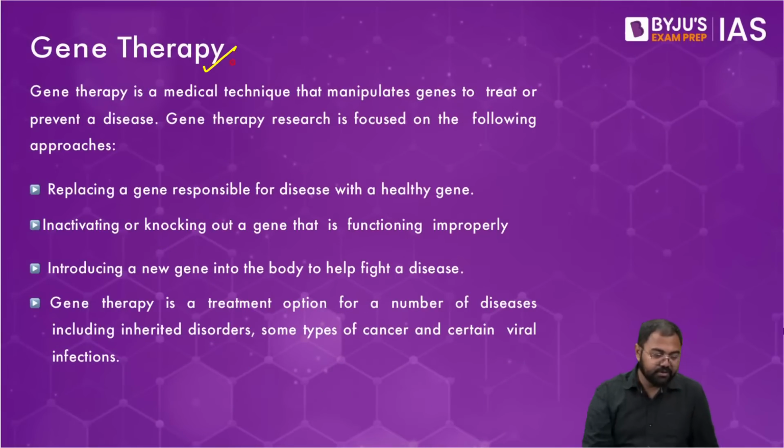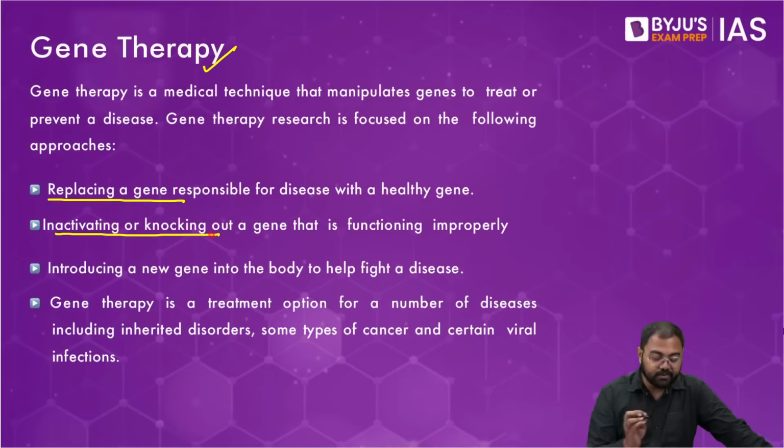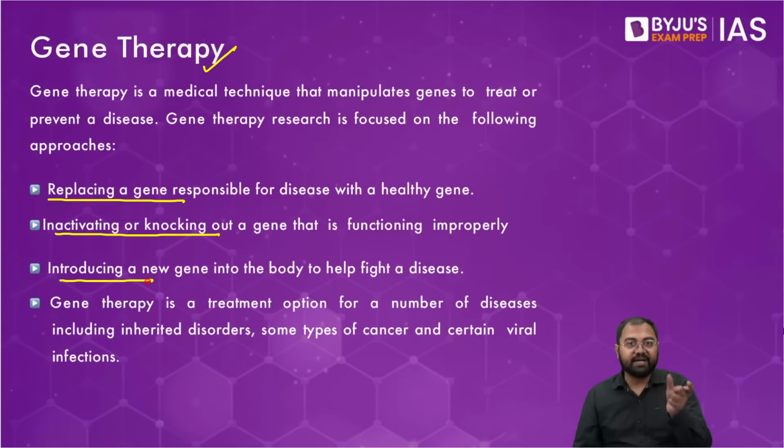Then we also discussed gene therapy. What we understood is that it's either about replacing the gene which is responsible for the problem, or inactivating or knocking out a gene, or maybe introducing a gene. So addition, subtraction, modification. These are the three things that we can do as gene therapy. Either we are introducing a new gene, or we are modifying the gene, or maybe we are just knocking off or inactivating a certain gene. So there are all these things that we can do in these kinds of cases.